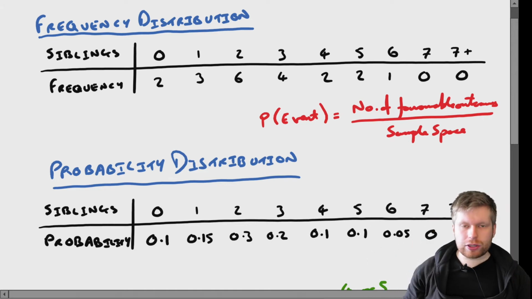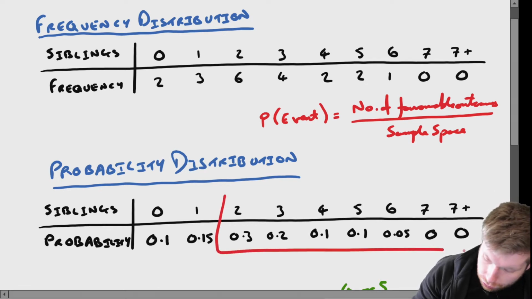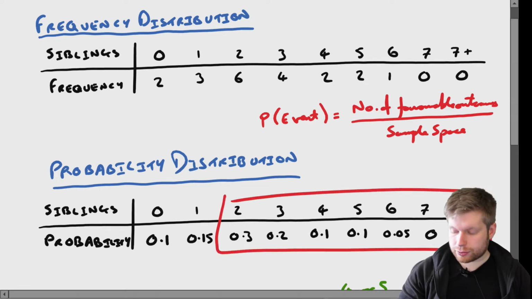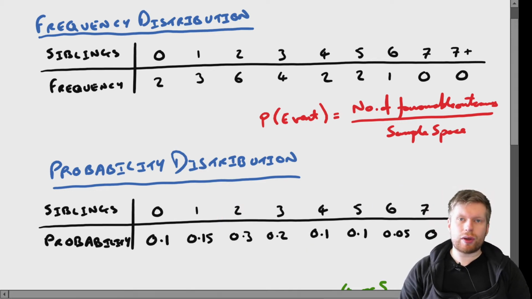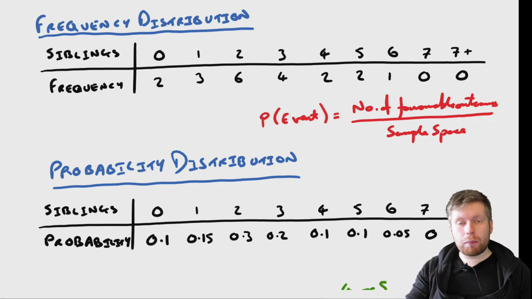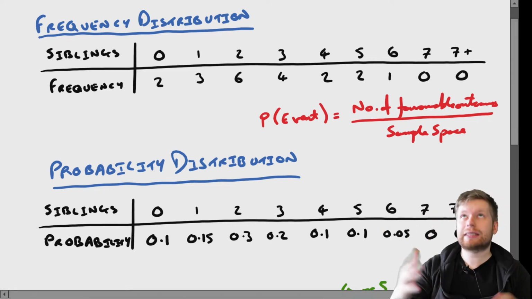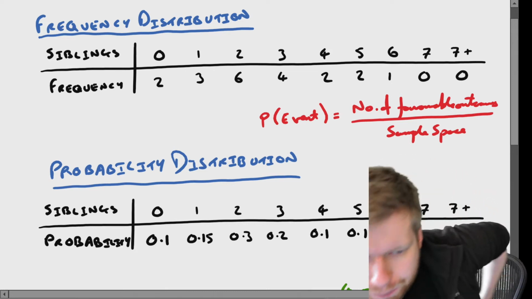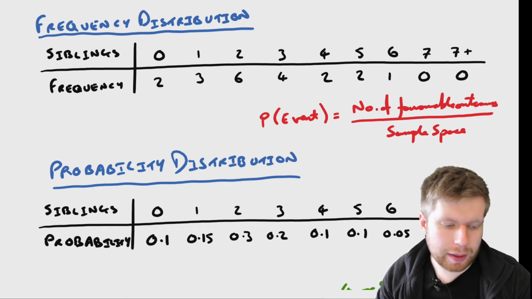So greater than 1.23 will just simply mean 2 and above. So 2, 3, 4, 5, 6, 7, or 7 plus. So you can absolutely say the probability that x is greater than 1.23, even though 1.23 is not an outcome, because greater than 1.23 will just be 2 siblings, 3 siblings, 4 siblings, 5 siblings, 6 siblings, or 7 siblings. So just be aware of that. Even though you might see something weird like that, don't worry about it.